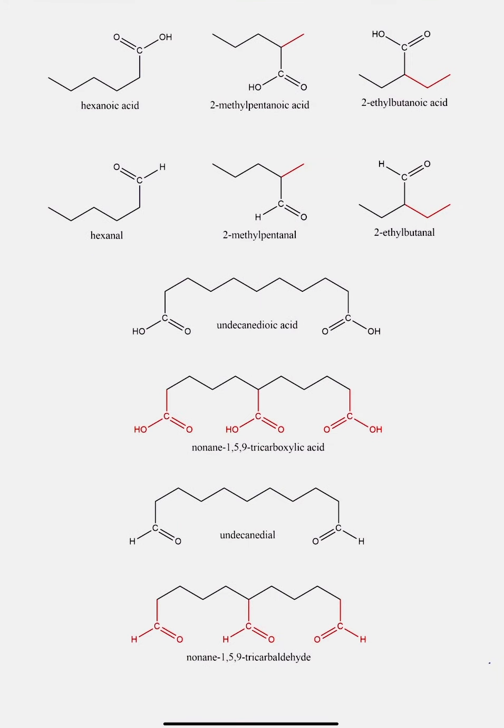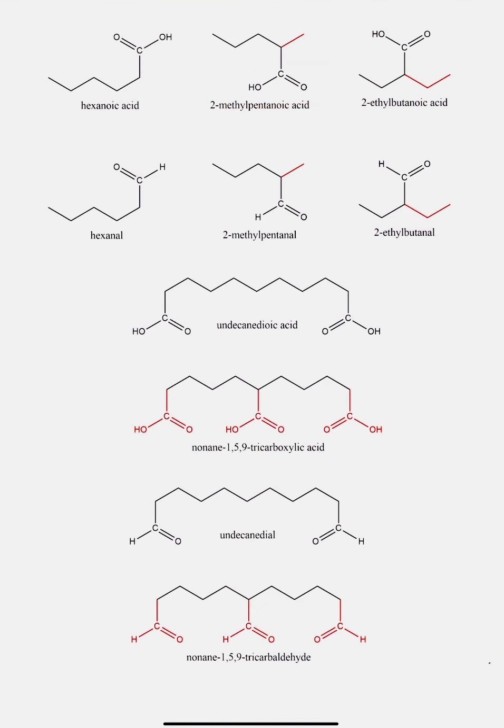So here we are coming to acids. Now an acid group is a COOH group. If you condense and write it, you can write it as COOH. This is a COOH group, and this is a COOH group.